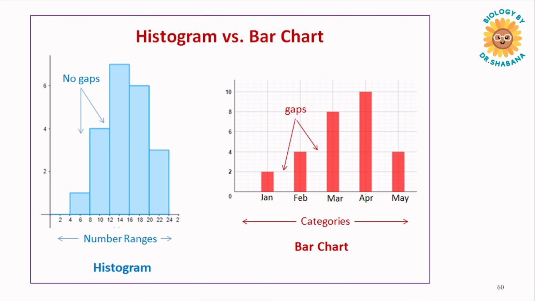Now the difference between the two would be there are no gaps here, there will be gaps here, and there are going to be categories in a bar chart, whereas in histograms you can get number ranges. This is a good word for histogram, ranges.